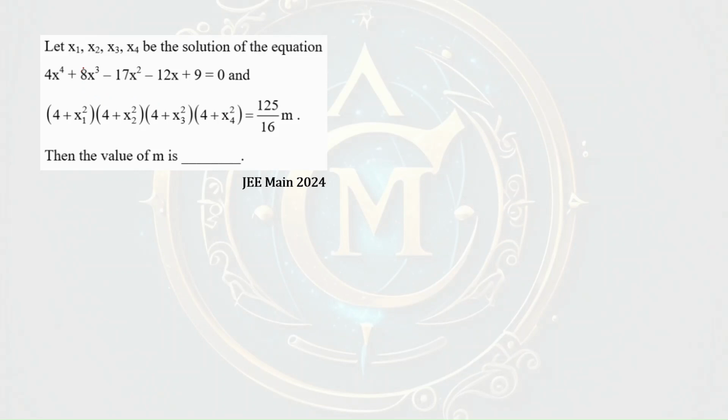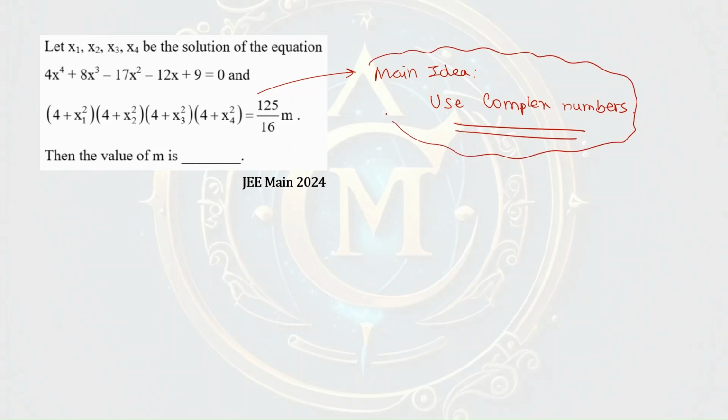Here it says, let x1, x2, x3 and x4 be the roots of this equation, and we are asked to find the value of this expression. So the main idea of finding the value of this expression is to use complex numbers. This is the main idea of this question. Now, how to do this?